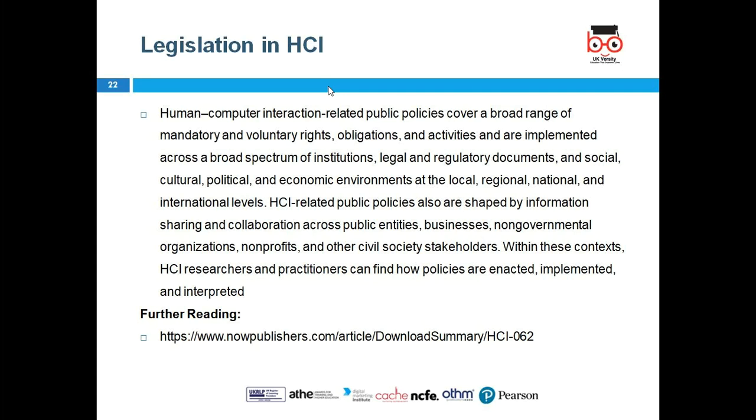Public policies also are shaped by information sharing and collaboration across public entities, businesses, non-governmental organizations, non-profits, and other civil society stakeholders. Within these contexts, ATHE researchers and practitioners can find how policies are enacted, implemented, and interpreted. So, for the applications which involve human computer interaction, the research and the work behind it should have been done according to certain policies.